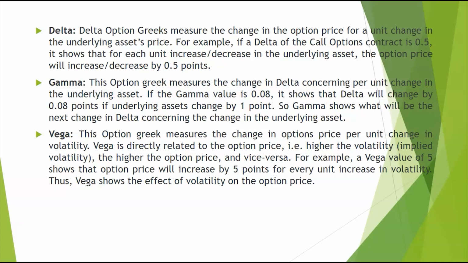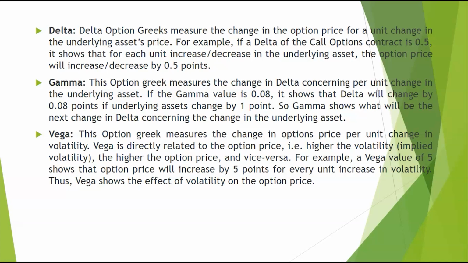For example, if the delta of a call option contract is 0.5, it shows that for each unit increase or decrease in the underlying asset, the option price will increase or decrease by 0.5 points. Gamma. The option Greek gamma measures the change in delta per unit change in the underlying asset. If the gamma value is 0.08, it shows that delta will change by 0.08 points if the underlying asset changes by 1 point. So gamma shows what the next change in the delta will be with respect to the change in the underlying asset.